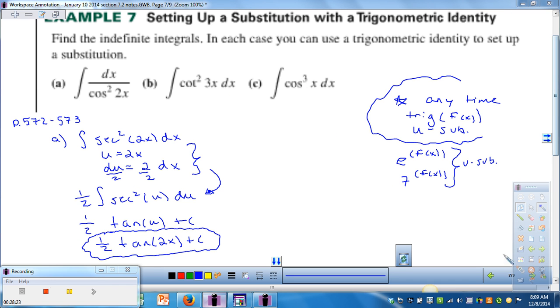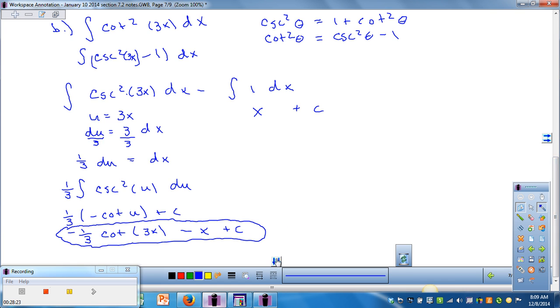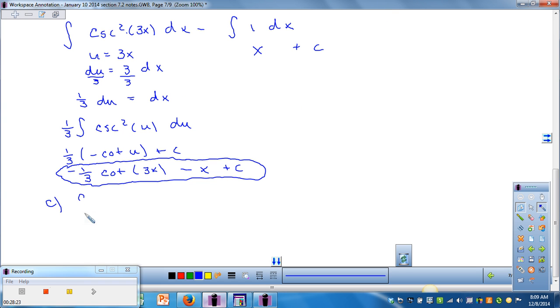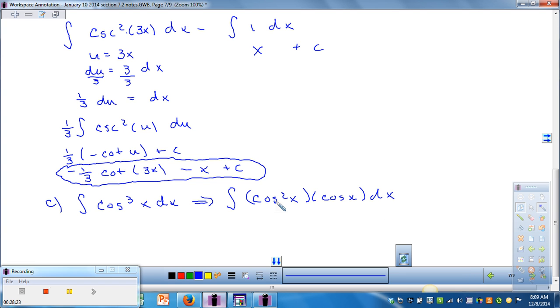Cosine cubed x dx. All right, so here is your hint with this one. We want to look for a function and its derivative. So if we rewrite this one as cosine squared x times cosine x dx. Now, Jonna, what is cosine squared equal to? Yeah. You're going to use that Pythagorean one. Cosine squared is equal to 1 minus sine squared times cosine x dx. Now, try that at your desk, please.